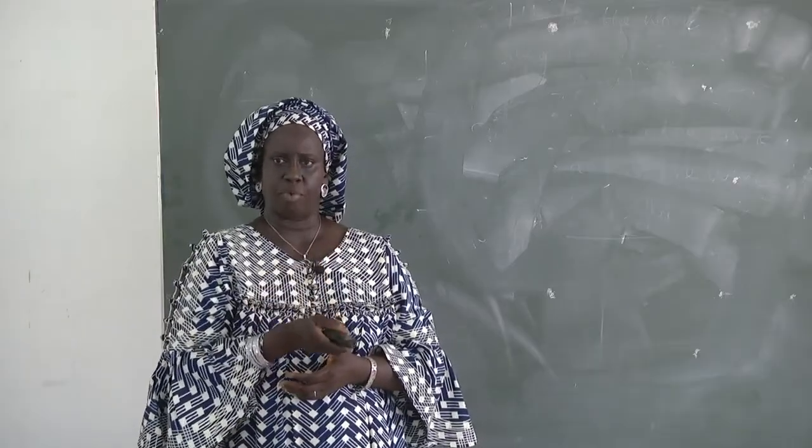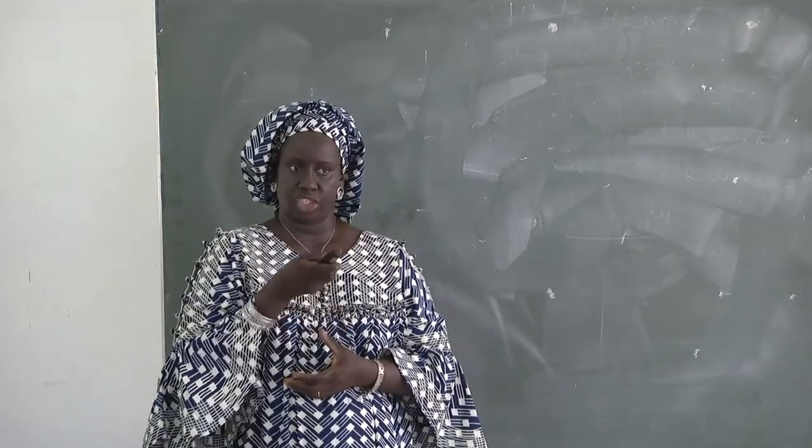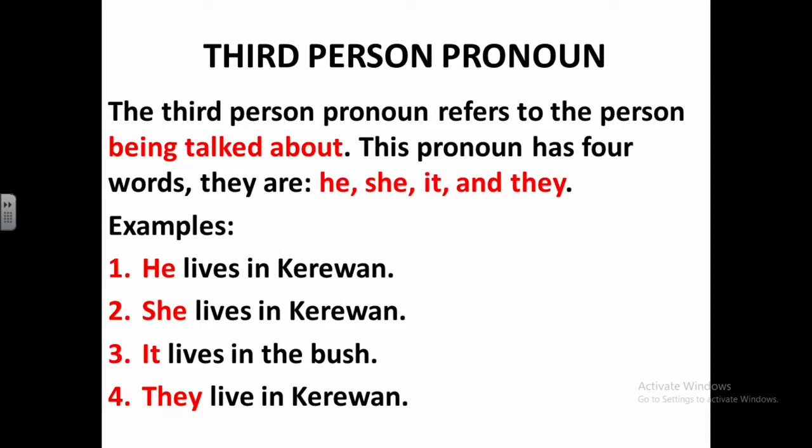Here, the first 3 examples refer to the singular pronoun: he, she, and it. And that is why they take the verb lives. Okay? The verb takes the inflection S. That is the singular form of the verb. The fourth one, however, is a plural pronoun, they. And therefore, the verb leaves out the inflection S and remains plural. They live in Kerewan. I hope that is understood.